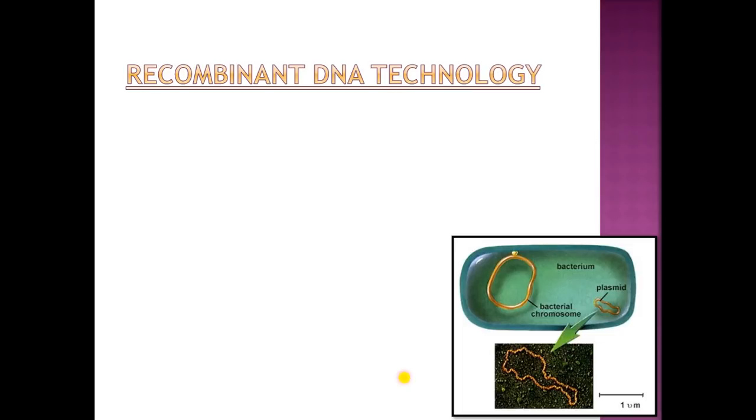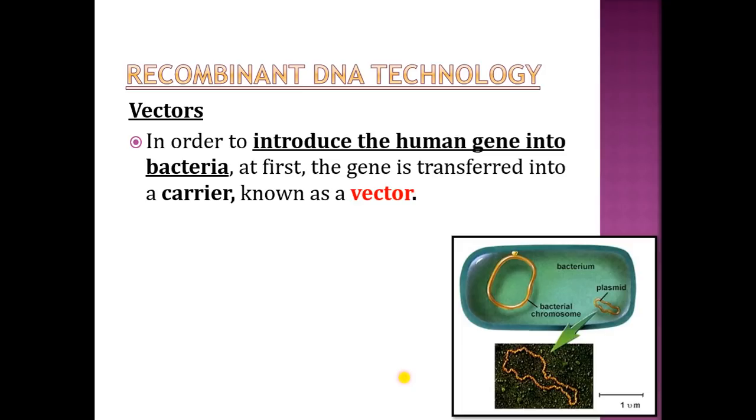Now, as I told you in the beginning, in this process, once we get the target gene, we have to introduce this target gene into the host cell. For that, what is required is a carrier, and that carrier is known as a vector. So in order to introduce the human gene, that is the target gene, into a bacteria or other host cells, we require a carrier that is known as a vector.